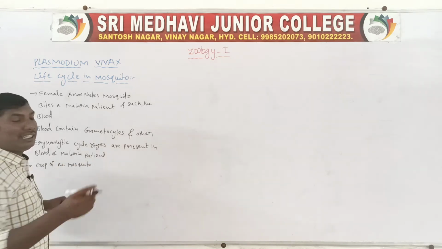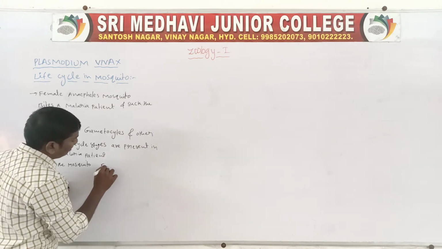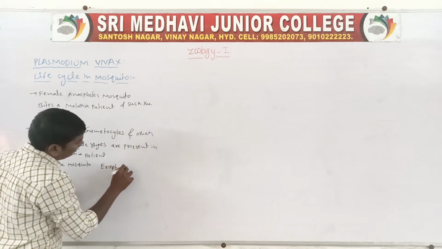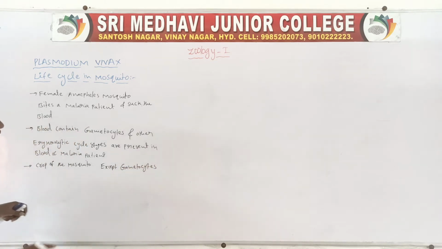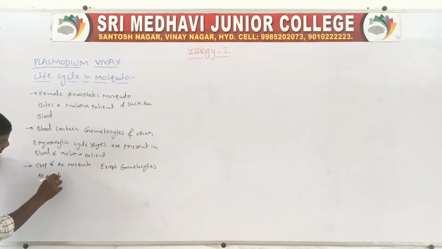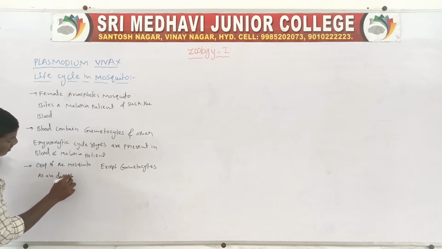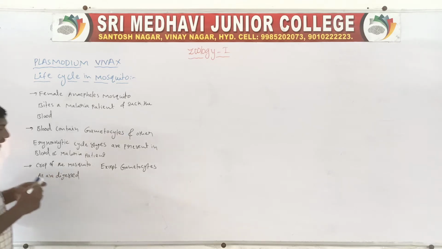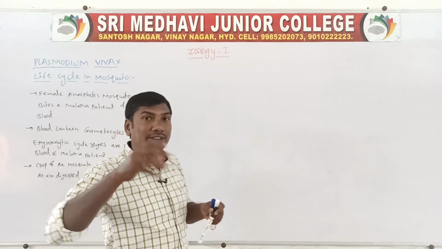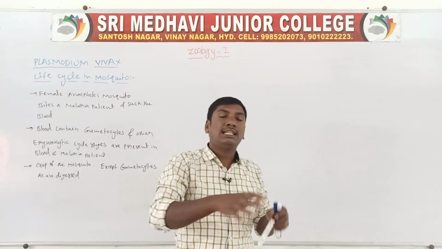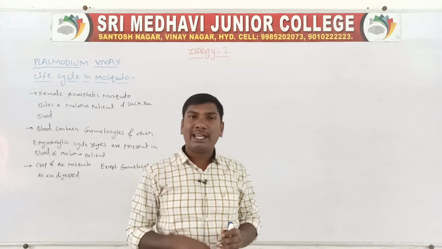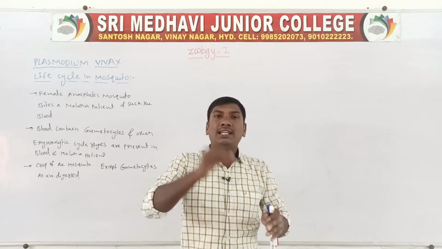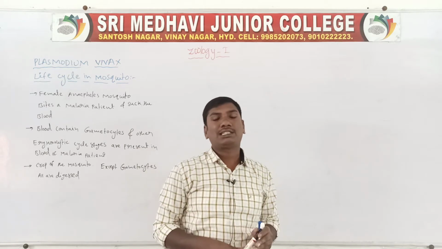Except for the gametocytes, all the remaining stages are digested in the crop of the mosquito. Only gametocytes survive in the crop of the mosquito.